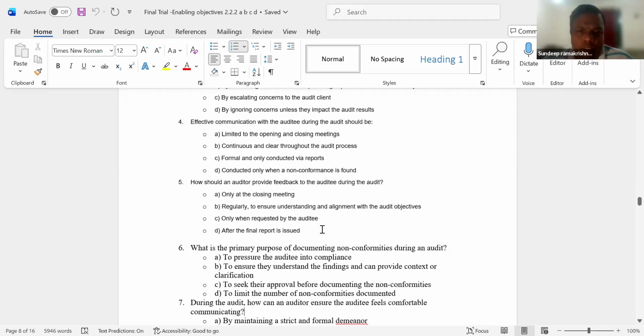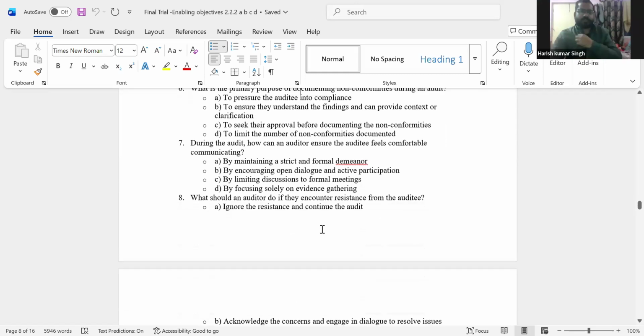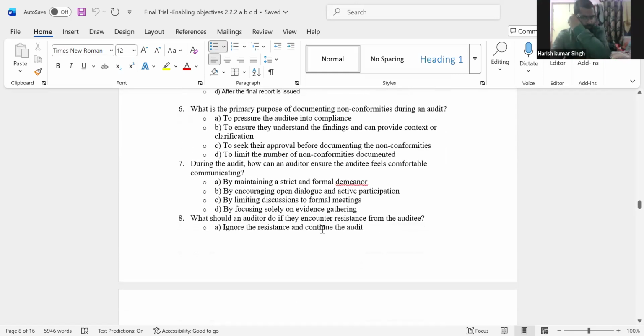Okay, questions 6 to 15, who can volunteer to read? Harish Kumar Singh, can you? Sixth question. What is the primary purpose of documenting non-conformities during an audit? A. To pressure the auditee into compliance. B. To ensure they understand the findings and can provide context or clarification. C. To seek their approval before documenting the non-conformities. D. To limit the number of non-conformities documented. So B, sir, to ensure they understand the findings and can provide context or clarification.